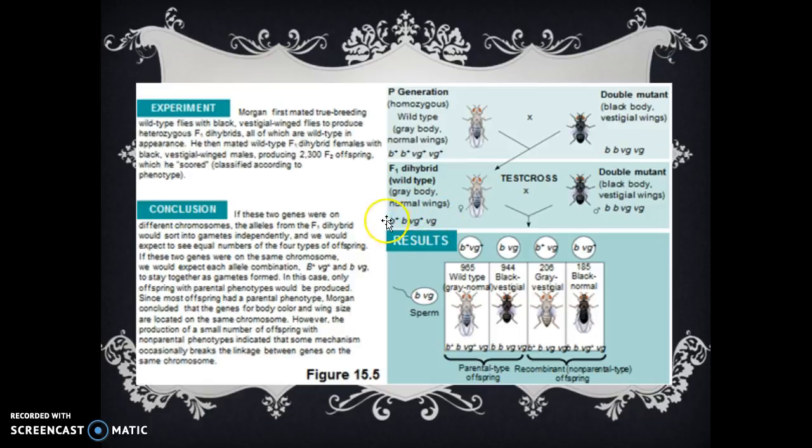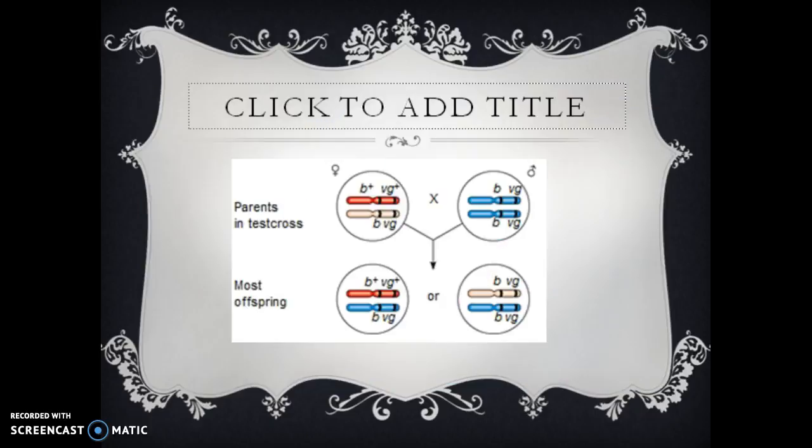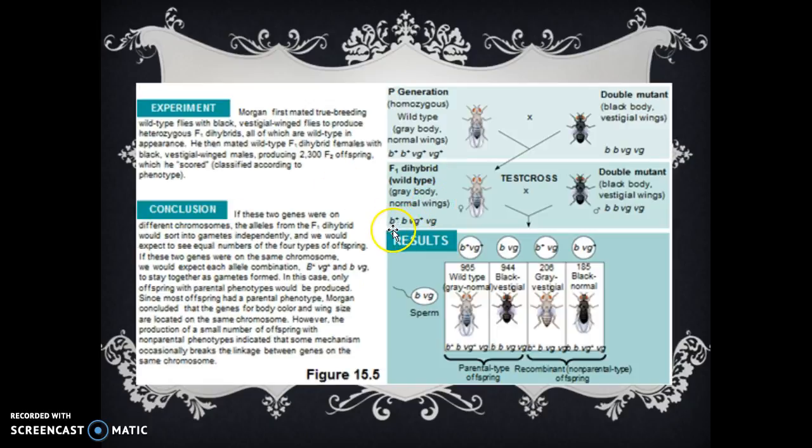So when we see this right here, we are looking more at something kind of like this image right here, where we can get a little bit better picture of that. The B plus and the VG plus are on the same chromosome, and the B, VG, they're on the same chromosome. And this would have come from the wild type fly, and this would have come from the double mutant fly. So we do see that this fly would be heterozygous for the Bs as well as heterozygous for the VGs, which is actually what we're seeing written right here.